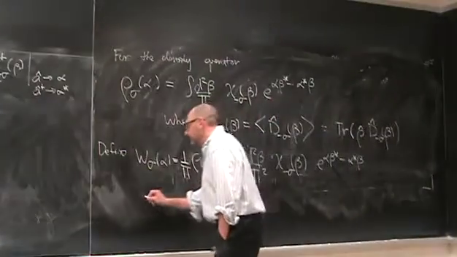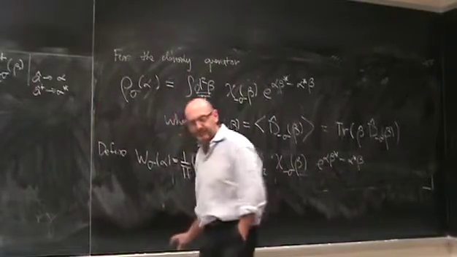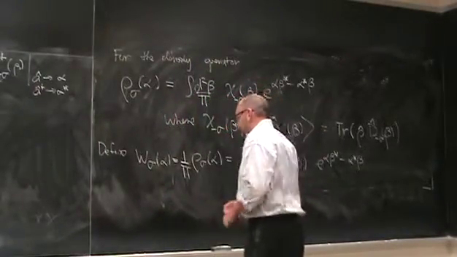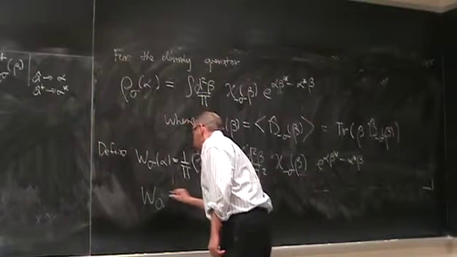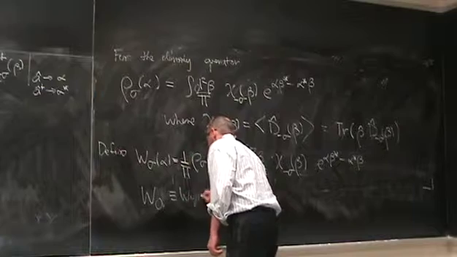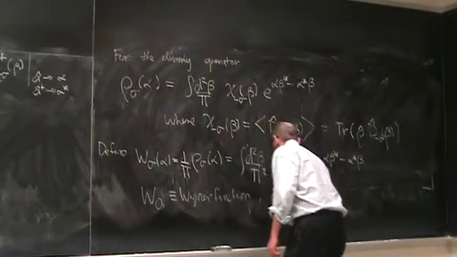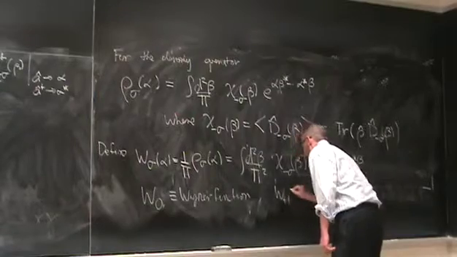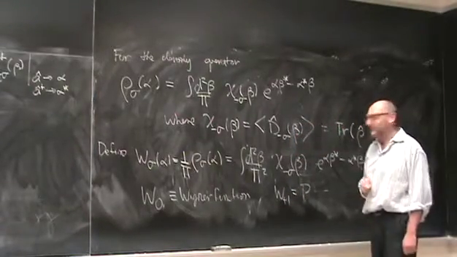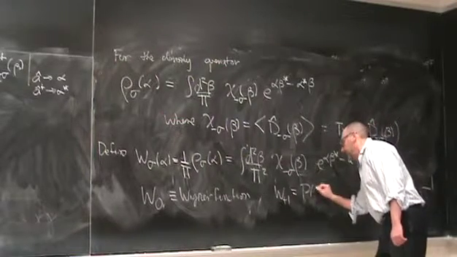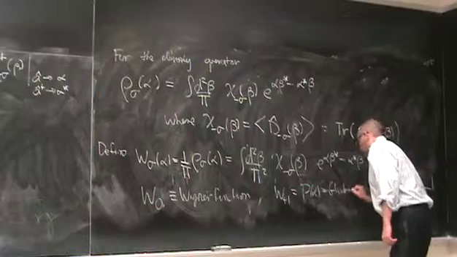And as I said many times now, and I'll just say again, W0 is defined as the Wigner function. W plus 1 is called P, P of alpha. And this is the Glauber-Sudarshan.